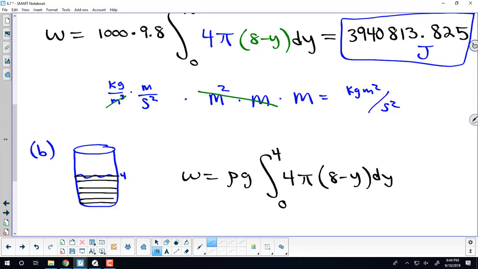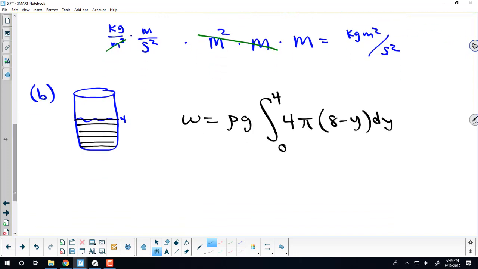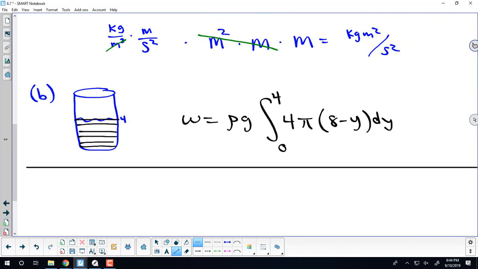I actually did not compute that, but we're essentially computing that, comparing it to part A, and seeing what was the question: if it's more work, less work, or the same to pump half of that water out. Does that make sense? Does anybody have any questions or comments on that?